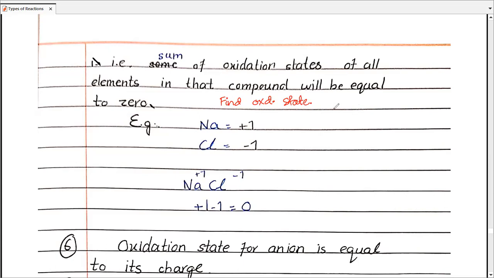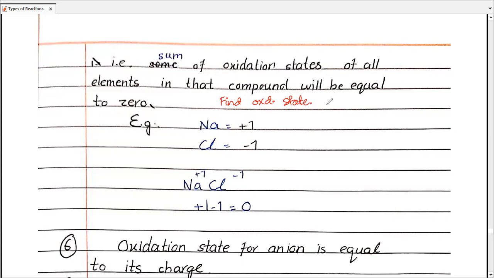So find oxidation state. Should we do it over here or should we do it on a whiteboard? Sir, we can do it anywhere. It's fine for me. Okay. And do you have a copy and a pen ready?